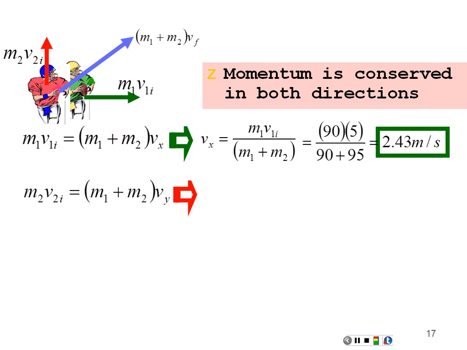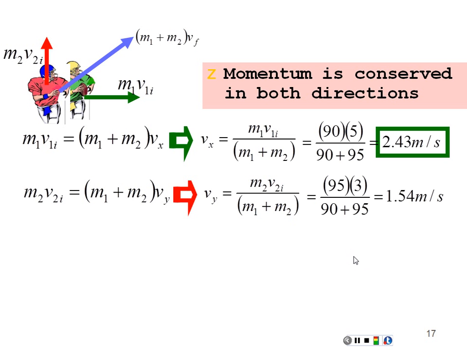In the y direction, only player 2 has momentum initially, and so that momentum should be conserved. Mass 2 v2 initial should equal their total mass times their common final velocity in the y direction. That velocity will be the momentum supplied by player 2 divided by the total mass of the system for this inelastic collision. 95 kilograms times 3 meters per second over 185 kilograms, 1.54 meters per second is their final velocity in the y direction immediately after the collision.